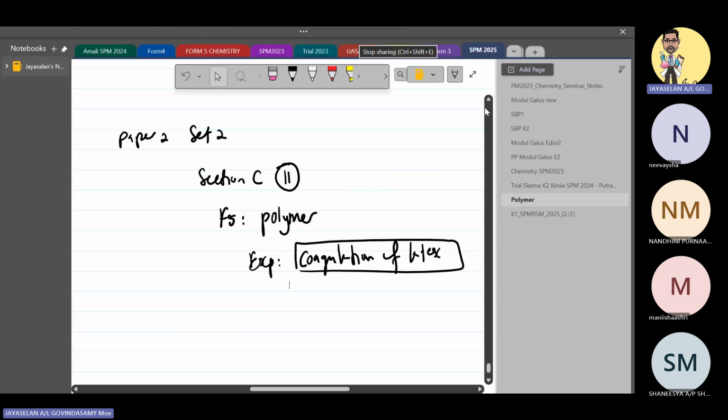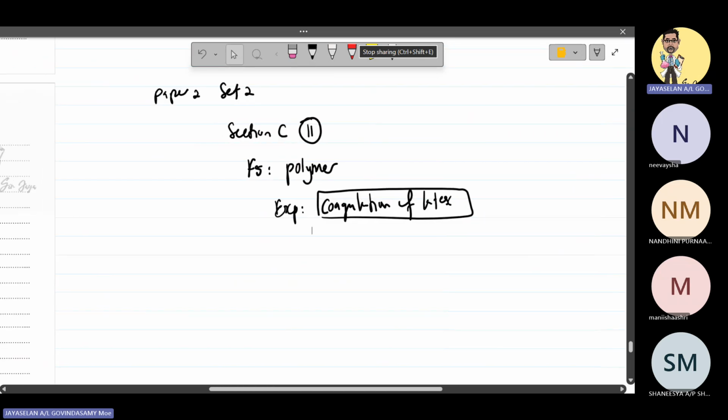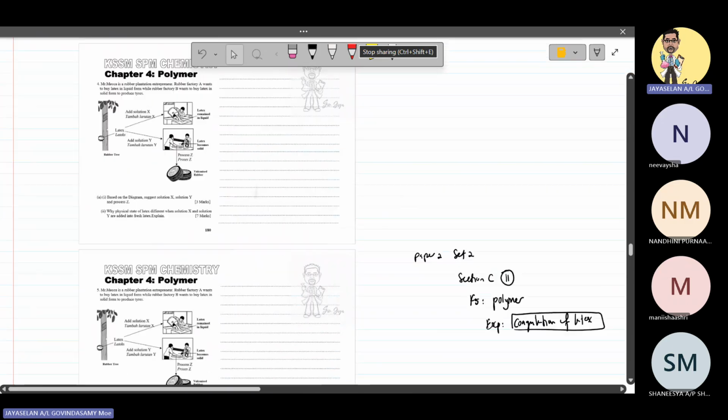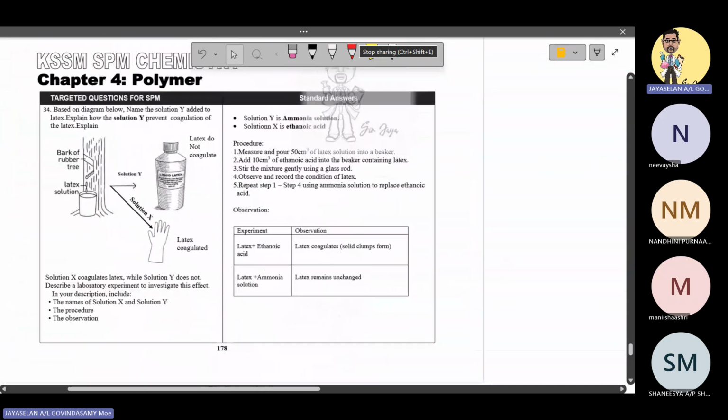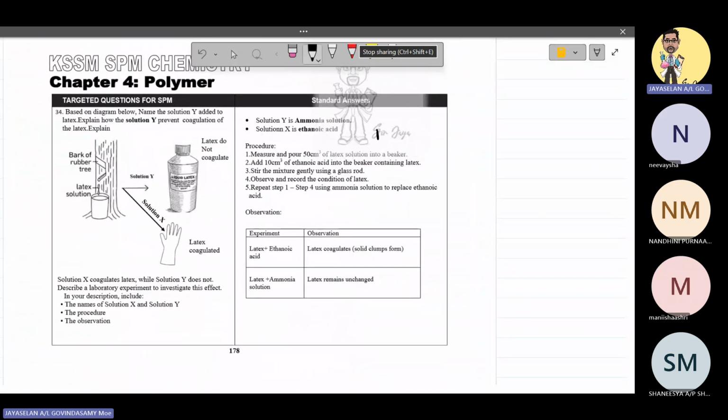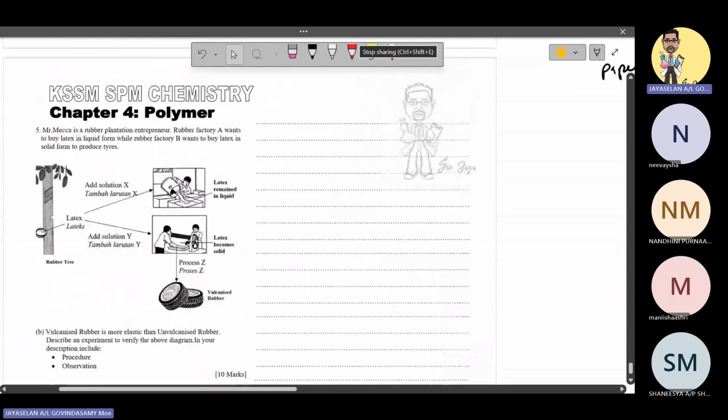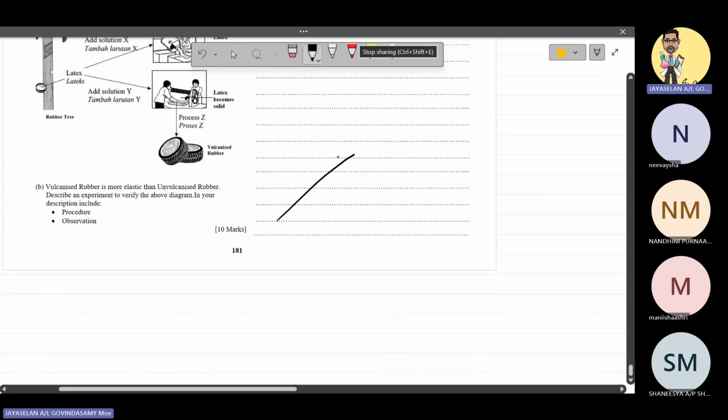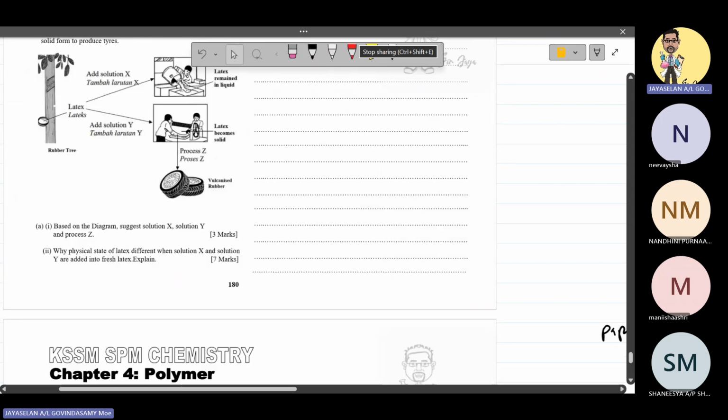So the experiment, one more experiment, coagulation of latex. This experiment is very easy. In your book, I already did it. If you are lucky and they still bring out Form 5, you have to drill on this experiment. I already gave you the experiment in the book, and I want you to write the experiment again here. You memorize the notes and write them down again. So how to memorize this?